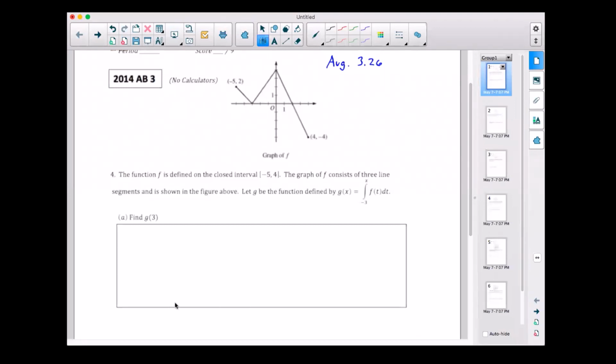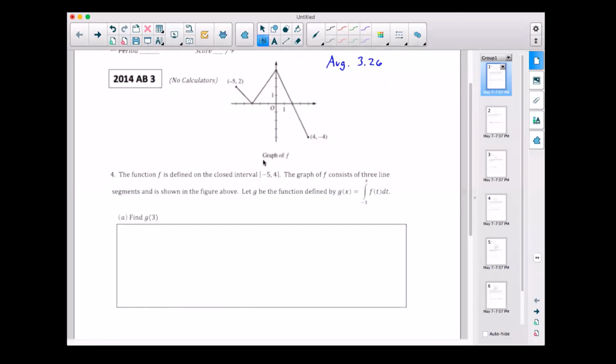So this is the first problem from 2014. We're going to hopefully get through 3 problems tonight, 2014, 2000, and different types of forms that you might have when you're given these f prime graph problems.